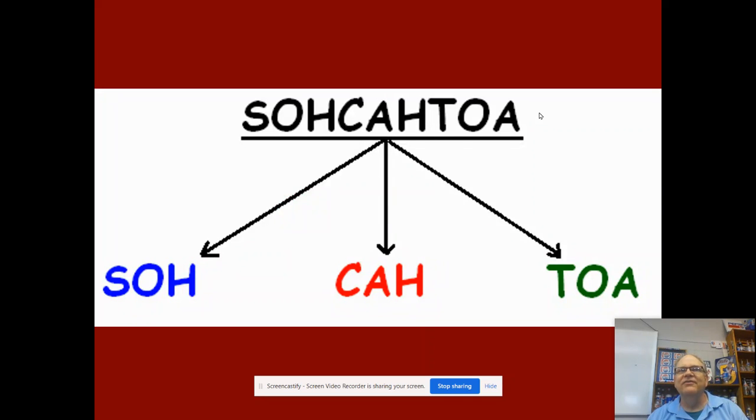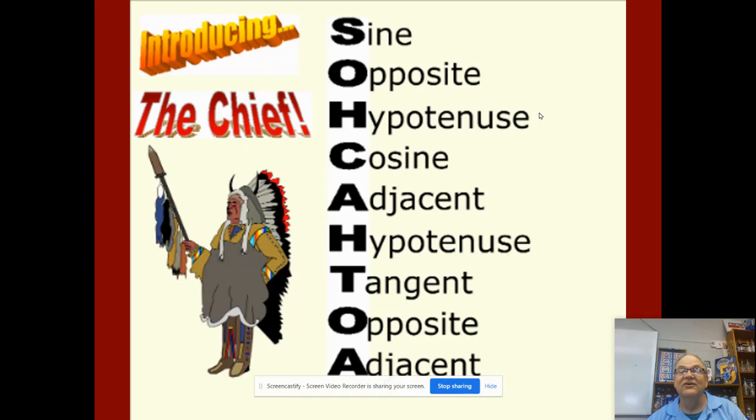The whole idea of those is that they're telling you what the trig ratios are, that sine is opposite over hypotenuse, cosine is adjacent over hypotenuse, and tangent is opposite over adjacent. Here's the rather racist looking chief, and we do have those same things to remember.